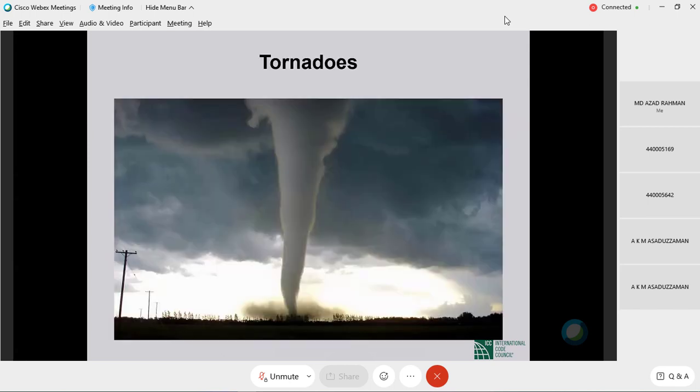This is what a typical tornado looks like. If you haven't seen one or seen the picture of one, as you see, it is localized in space. It doesn't cover a lot of area. And these things typically move on very quickly.